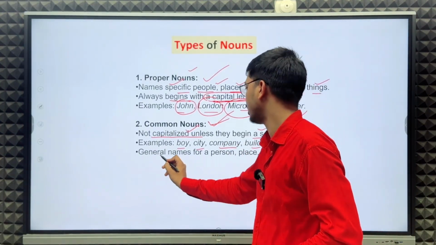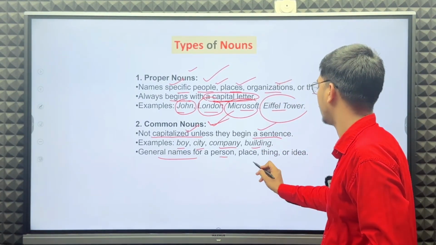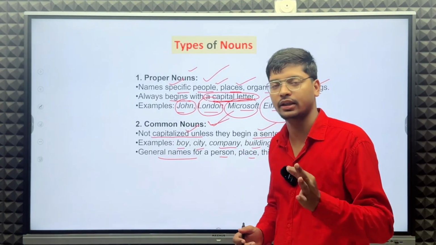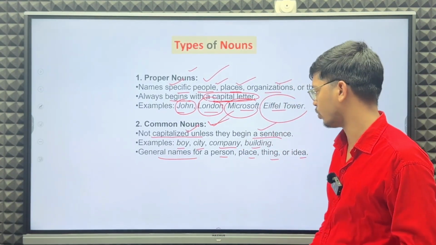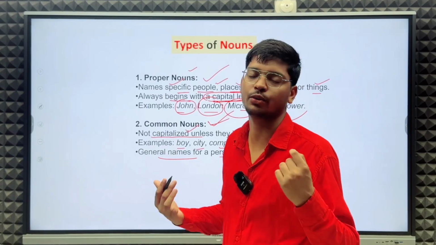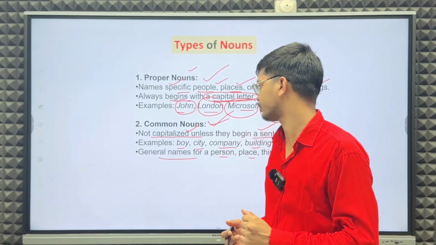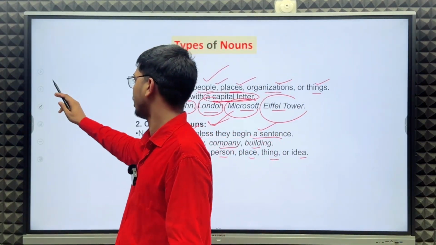So common nouns are general names for a person, place, thing or idea. So we can say that is a common noun. Okay, let's see the next type.